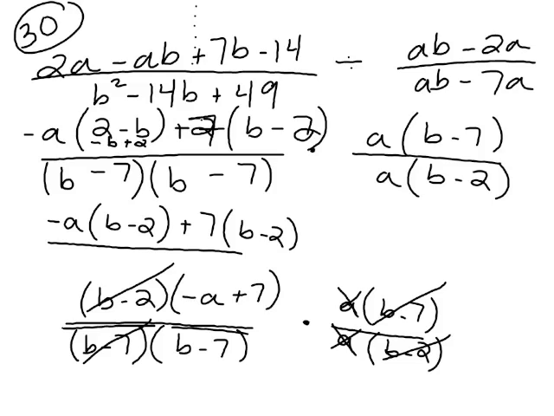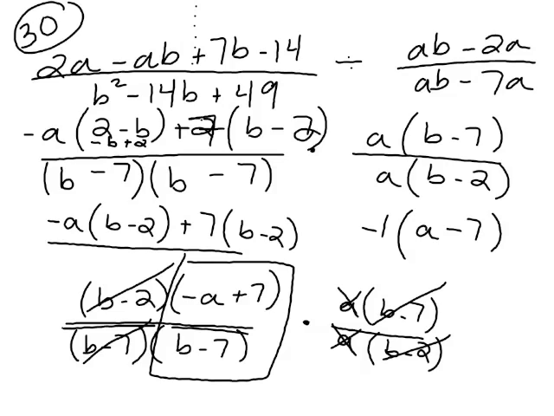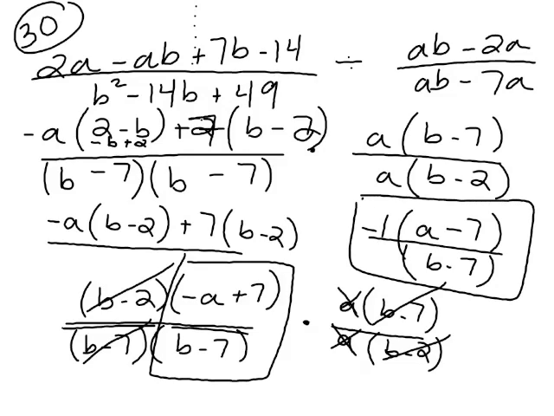So I'm left with this. Let's rewrite that so it looks a little bit more correct. If I pull the negative 1 out, it will be a minus 7. That would be my top term. And what's on my bottom? B minus 7. So that would be my final answer.